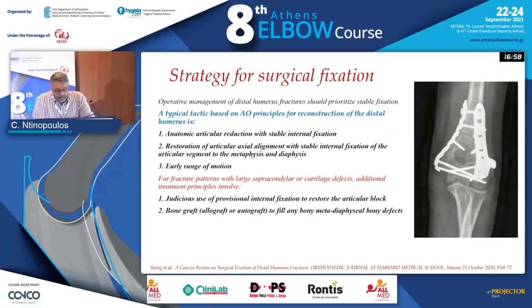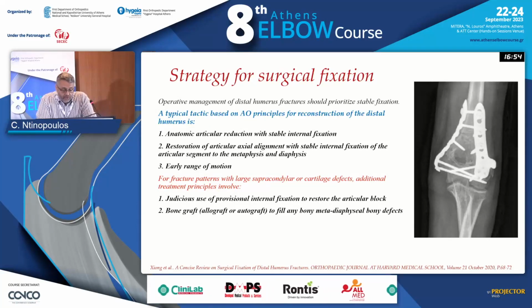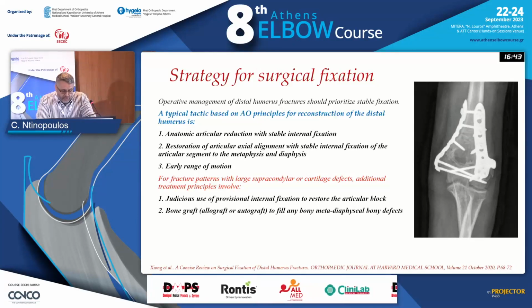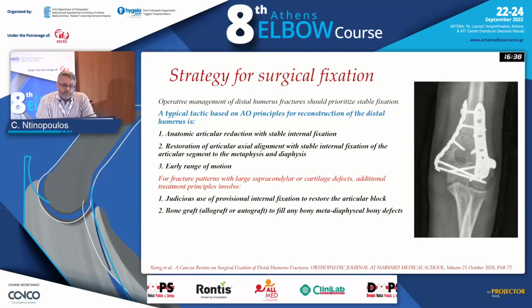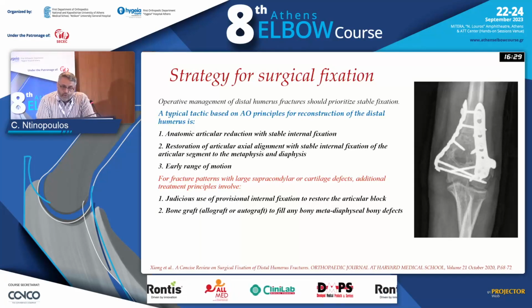What we know from our work is a typical tactic based on the AO principles for reconstruction of the distal humerus as the distal part of a bone in a joint. So we have to anatomically reduce the articular surface and apply a stable internal fixation. Then we have to restore the continuity with the shaft of the bone with another stable fixation of metaphysis and bone, and go for an early range of motion.